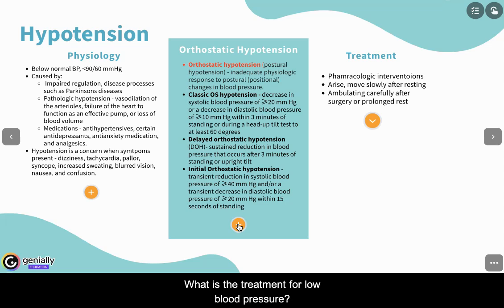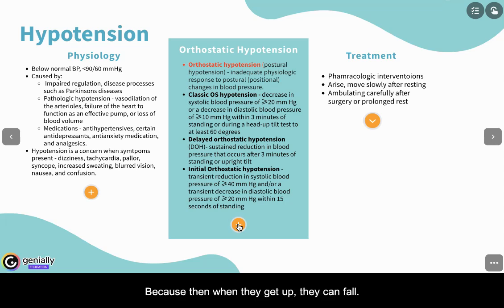What is the treatment for low blood pressure? Pharmacological interventions. They're given medications to increase their blood pressure. We encourage them to move slowly after resting. If the patient has orthostatic hypotension, when they're waking up after sleeping, tell them to sit on the edge of the bed, dangle their feet a little bit. If they're dizzy, they need to lay back down. If they're not dizzy, then they get up. So, slow position changes. And be very careful with ambulating a patient after surgery or prolonged rest, because when they get up, they can fall.